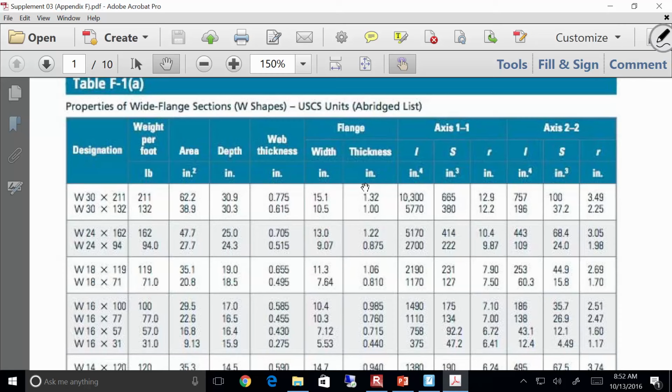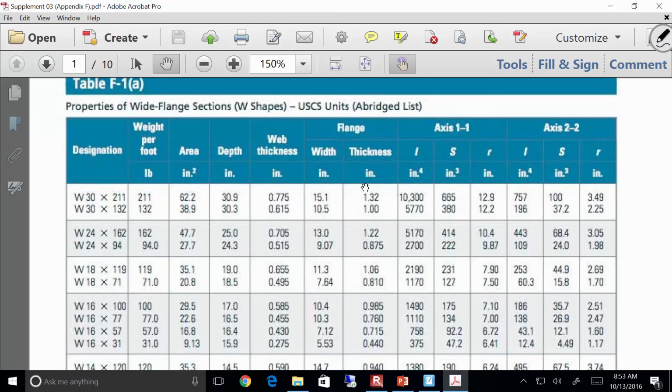Now, axis 1-1 and axis 2-2. Let's hold off on the axes for a second, but I want to show you something. So we've got I, moment of inertia. We've got S, section modulus, and we've got this term R. Now, R stands for the radius of gyration. That's something we haven't dealt with yet. We will talk about that later, but R is a dimension that we're going to use later on in the semester when we look at columns that want to buckle. The radius of gyration comes into play when we look at buckling.